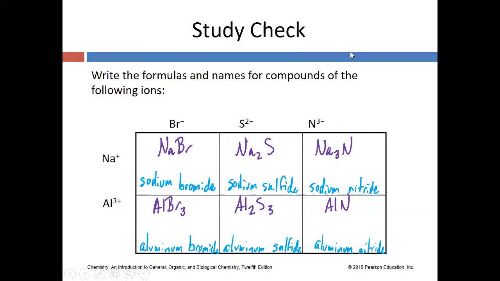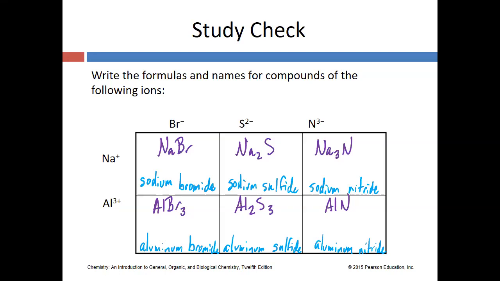All right, let's see how we did. All right, so a couple of things that might have tripped you up. If you're crisscrossing this one on the bottom right-hand corner, the aluminum nitride, that would have just been AlN. Again, you had +3 and -3. The charge is already matched. We didn't need to do anything more than just recognize that they would be 1-to-1.